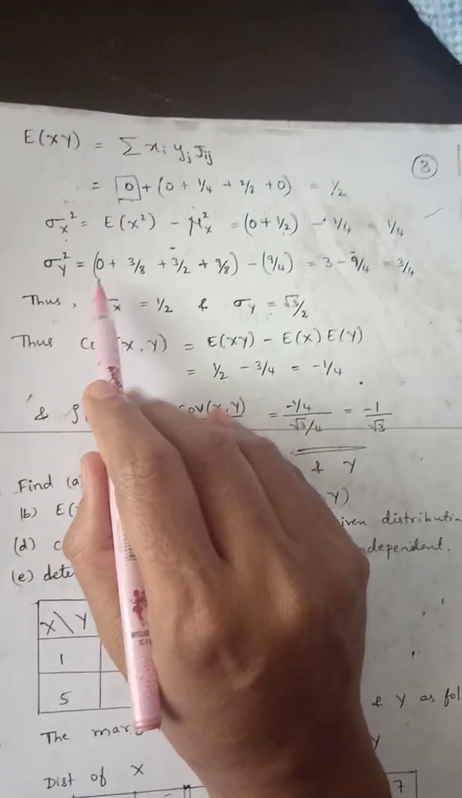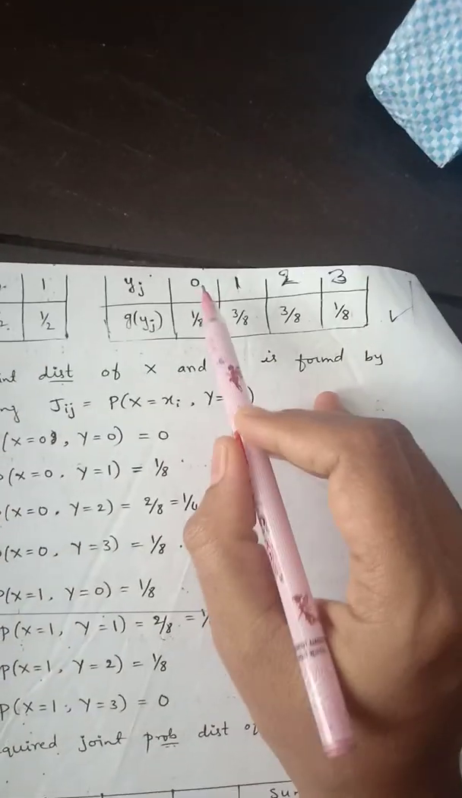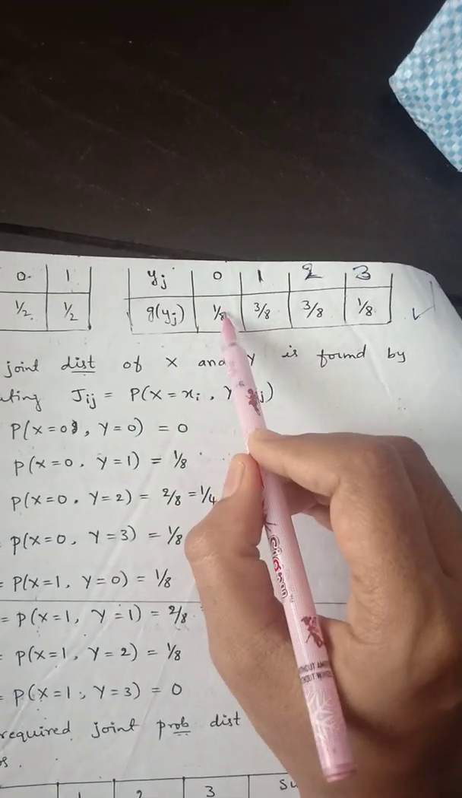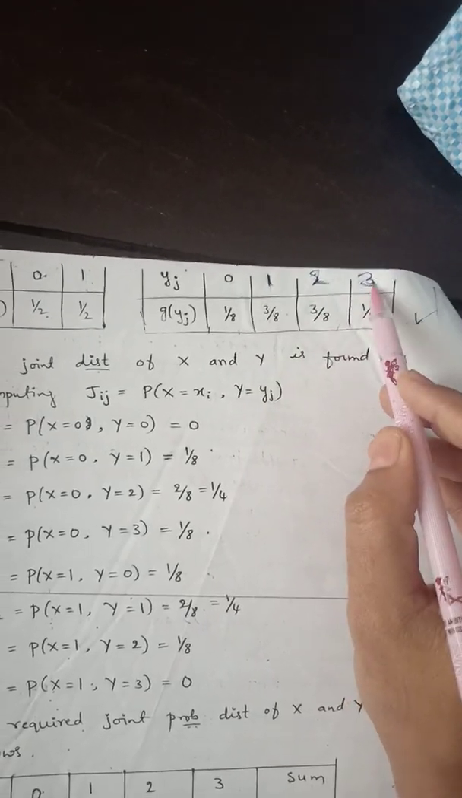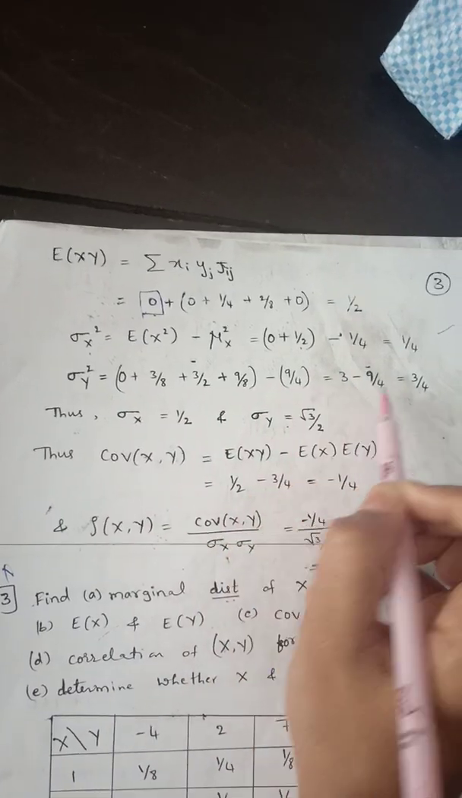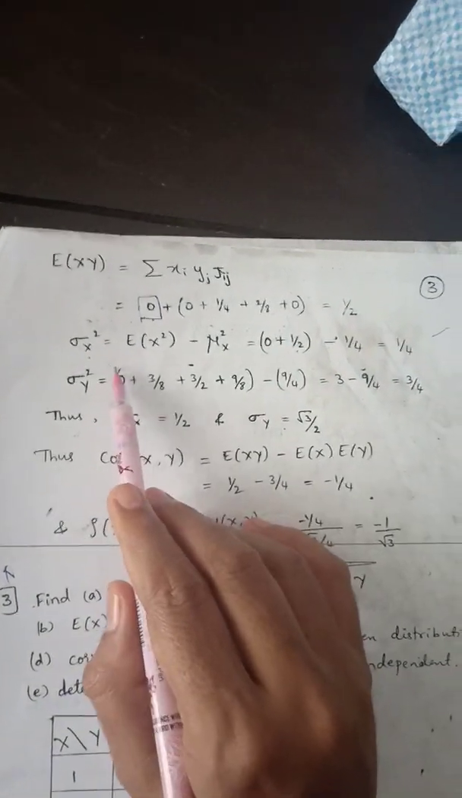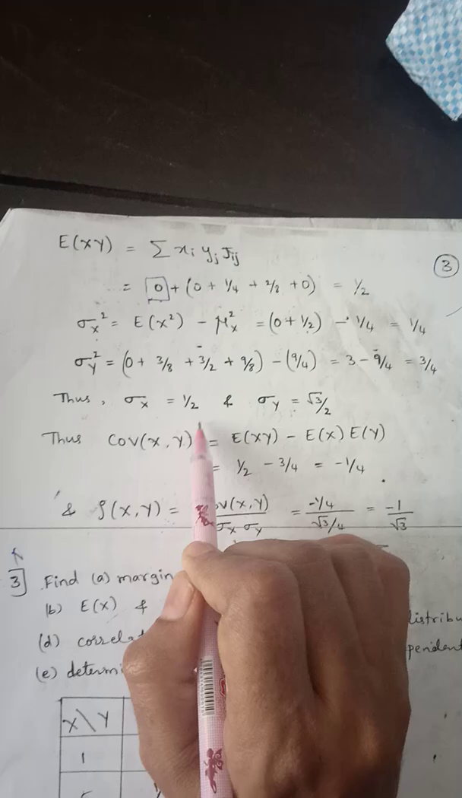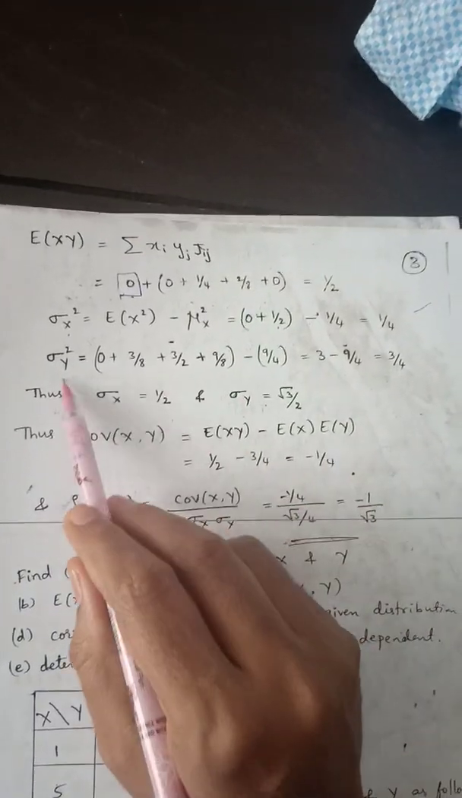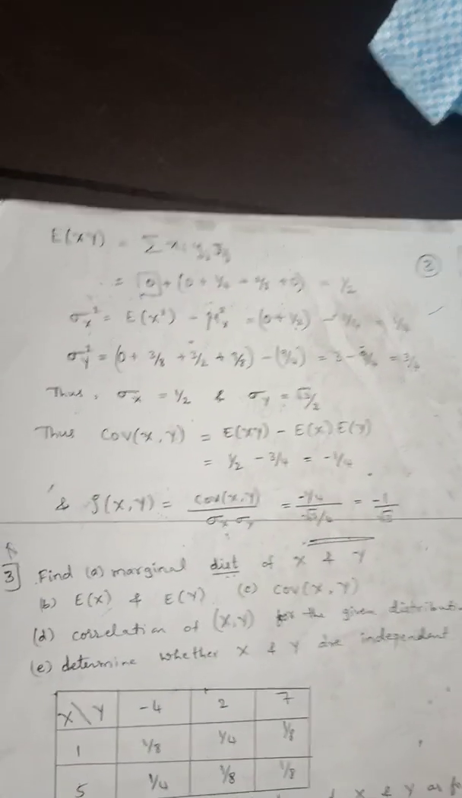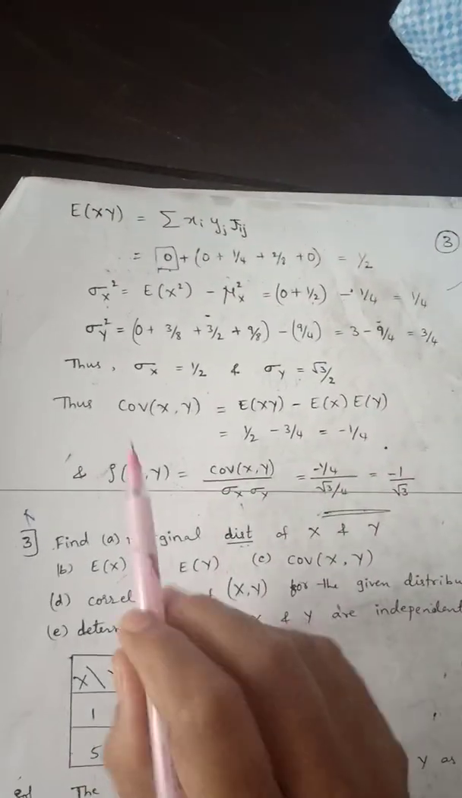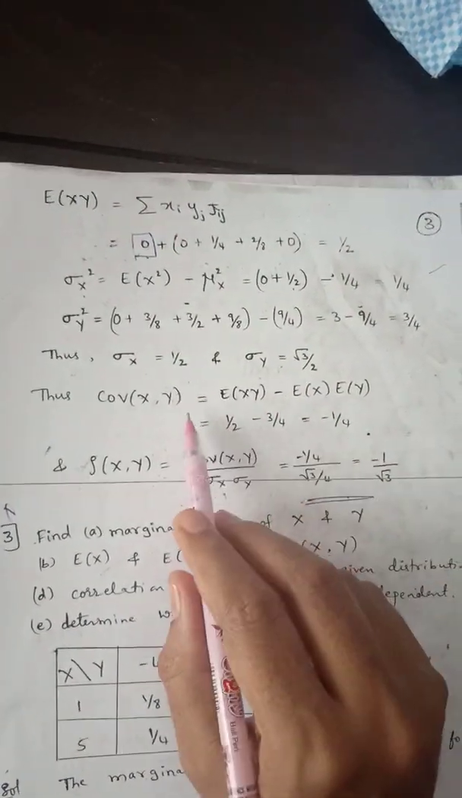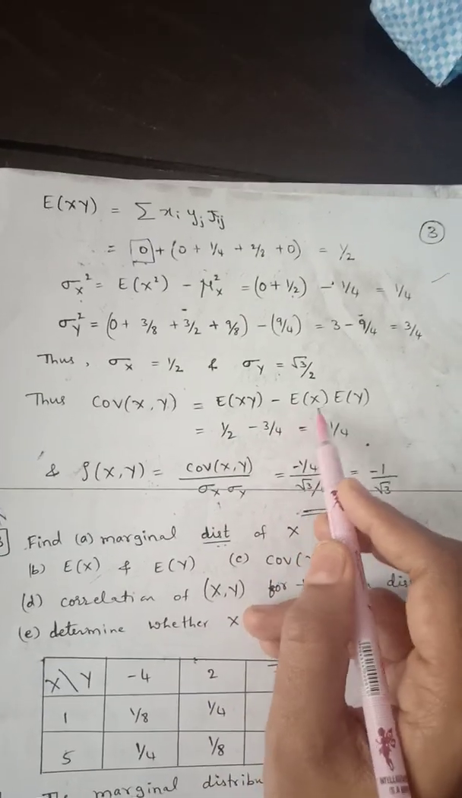Similarly sigma y square. E of y square means square these values. 0 square into this term 0, 1 square into 3 by 8, 2 square into 3 by 8, 3 square into 1 by 8, squaring them. So this is the value minus 3 by 4. So sigma x square we found. From this sigma x is 1 by 2, sigma y is square root of 3 by 2.